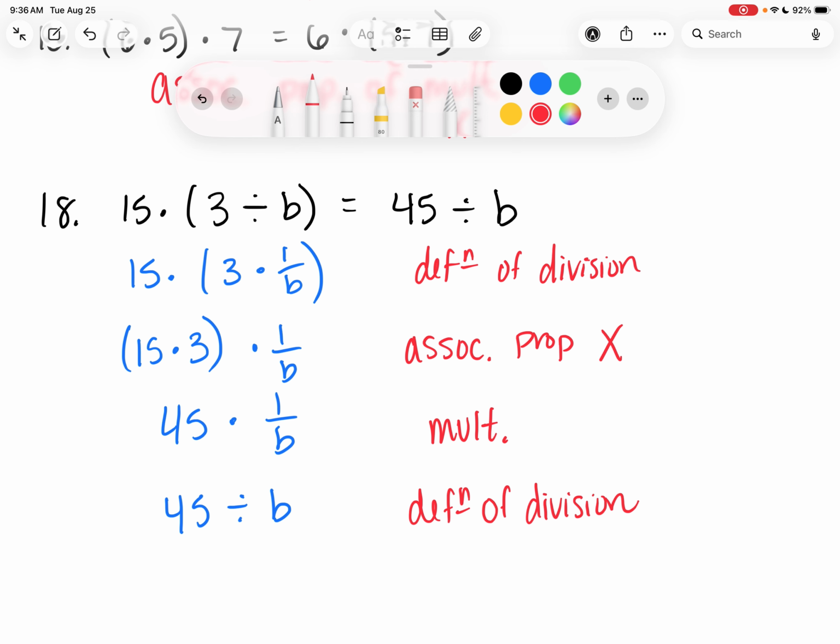So a lot of people will then say, when we're done with the problem, they'll go back and say, well, why couldn't I have just moved the parentheses to be 15 times 3 and then divided by b? Well, we don't have an associative property of division. We only have it of multiplication. So we have to switch it to a multiplication property before we can do anything else. Okay, so when we get to this point, we would be done.